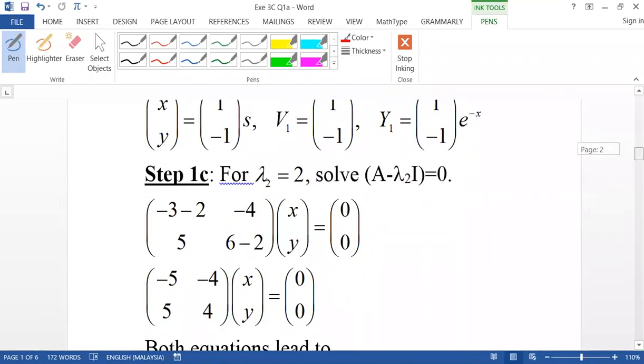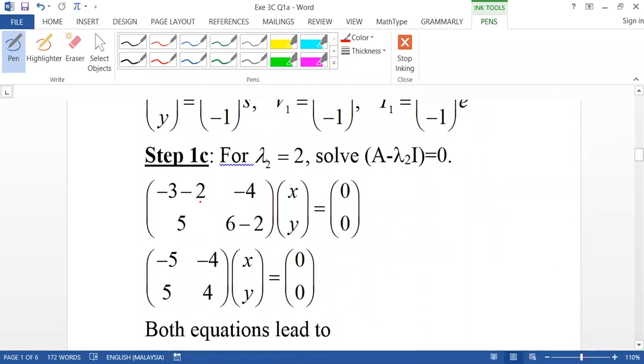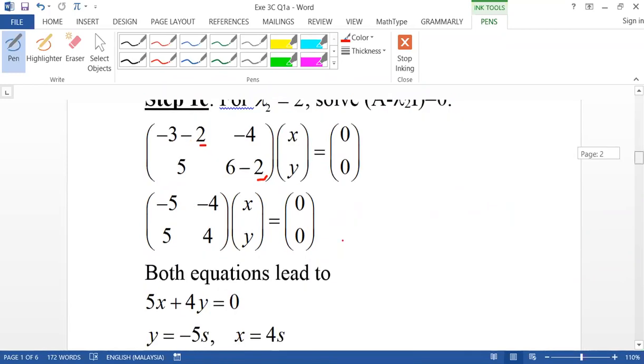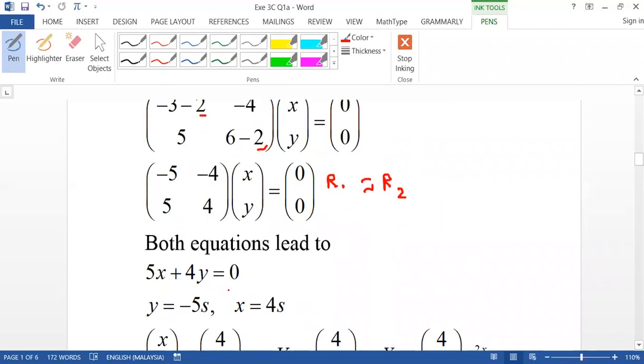Then step 1c, for lambda 2 equal to 2, you plug in lambda 2 is 2 here. So negative 3 minus 2, you have negative 5, and 6 minus 2 is 4. Again both rows are actually the same, reduced to the same row, so row 1 is equivalent to row 2. Both equations lead to 5 times x plus 4 times y equal to 0.